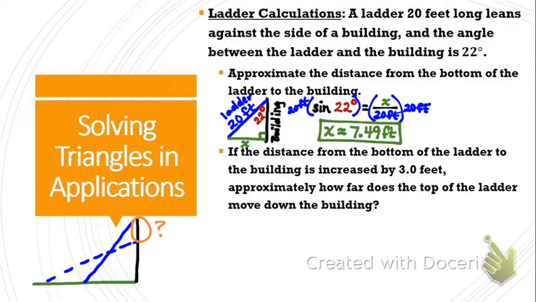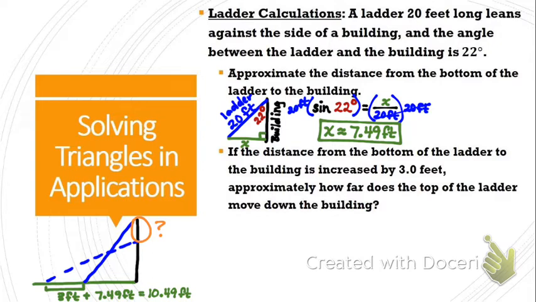What did you say, Nicole? How it increased by 3 feet. The bottom increased by 3 feet. So right here is 3 feet added on to whatever was there before, right? What was there before? 7.49 feet. So across the bottom, it's 10.49 feet. Okay? I agree that that is useful information.